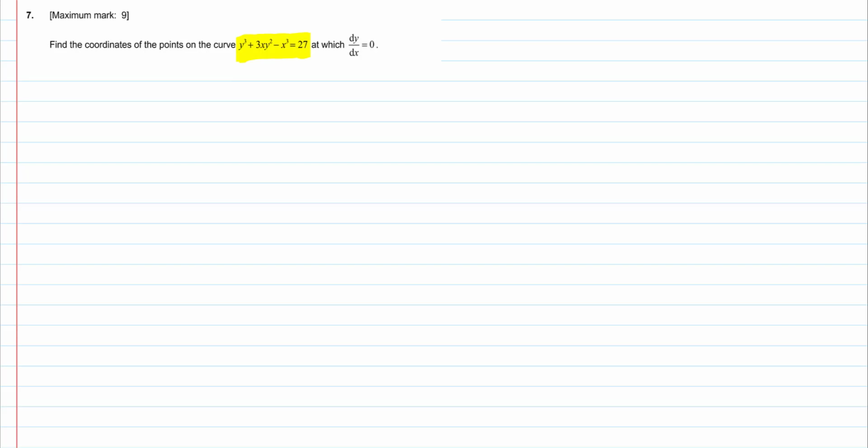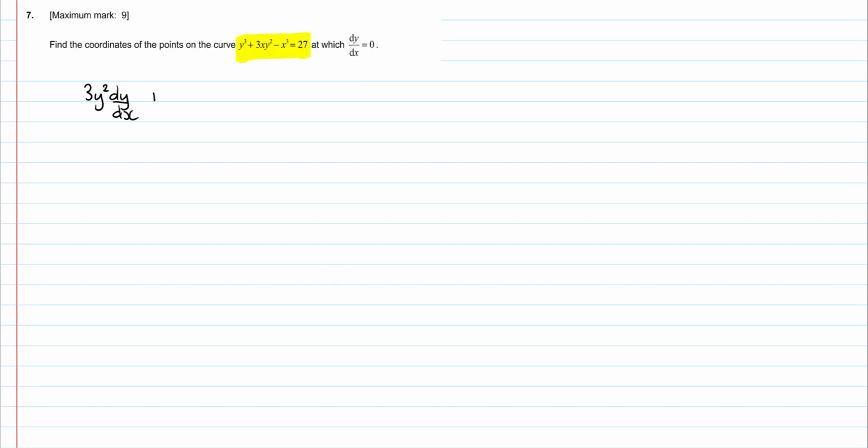So we're going to have to use implicit differentiation, which is where we treat y as a function of x and differentiate with respect to x by applying the chain rule. So for the first part, y cubed, we're going to end up with 3y squared, and then applying the chain rule, times that by dy by dx.